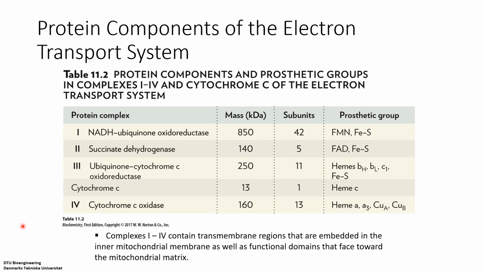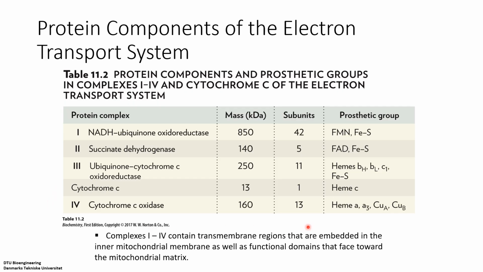As you can see, these are not small proteins. These are rather big proteins, with succinate dehydrogenase being the smallest one. Cytochrome C is not really classified as a big protein. I would say it's a small one.